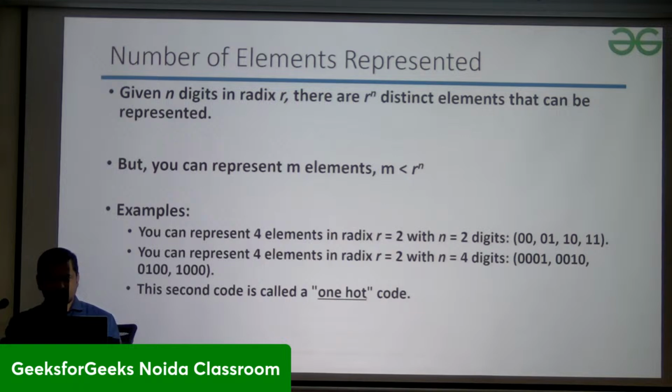So this is just the representation that given n digits in radix r, we have to determine the number of digits. So for given n digits in radix r, there are r to the power n distinct elements that can be represented. तो ये थोड़ा सा आपको समझने में दिक्कत हो रही है तो मैं आपको बताऊं.